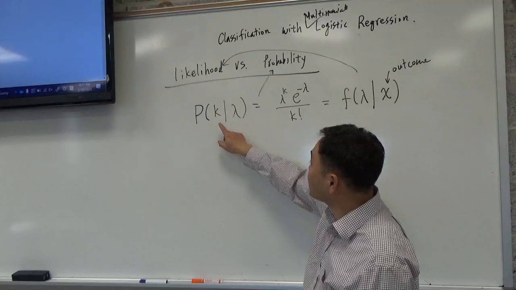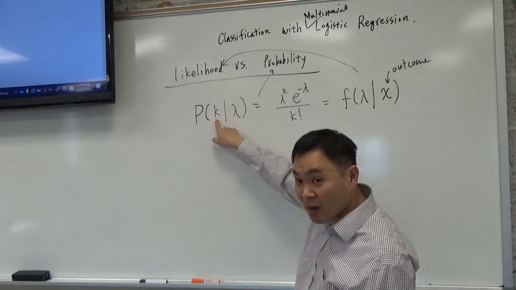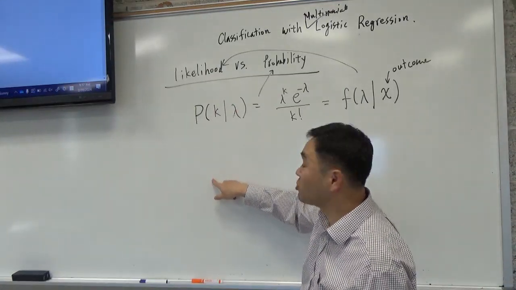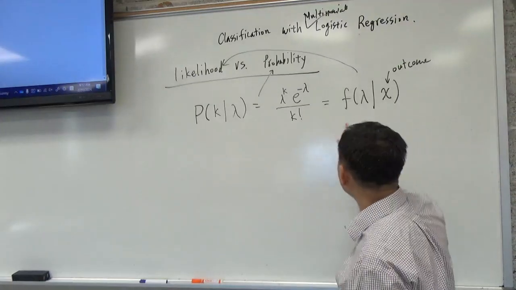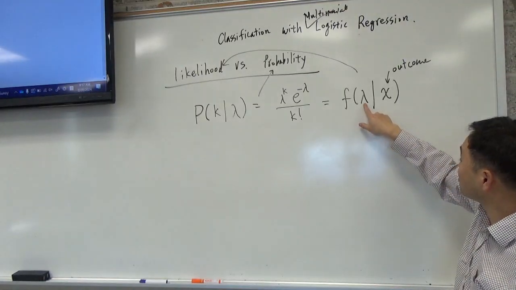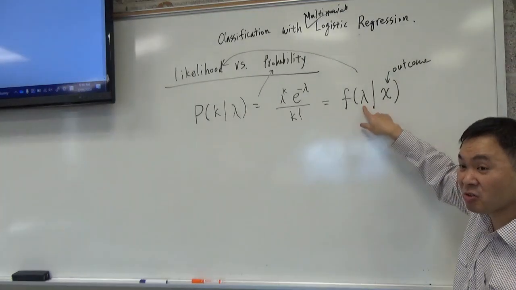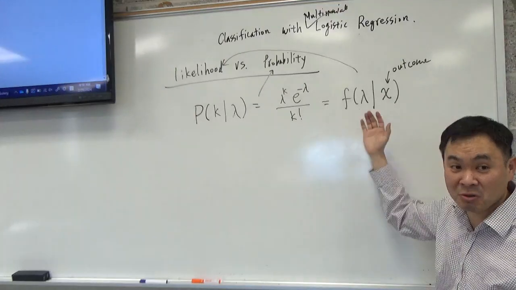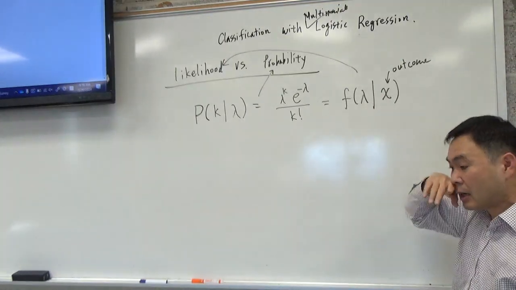If you have probability, then if you select all the possible outcomes and add them up, you should get 1, right? But here, you're thinking of this as a function of lambda, so if you take all the possible values of lambda and add them up, that has nothing to do with the actual probability, so this doesn't give you a 1. It's not 1, okay?